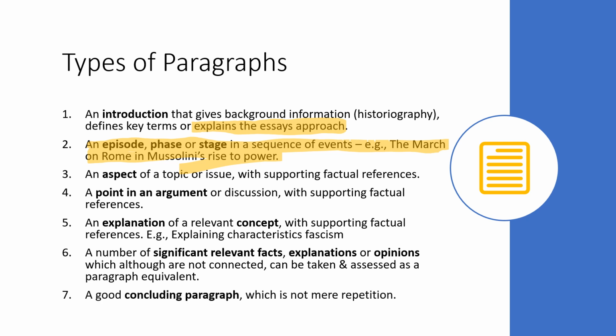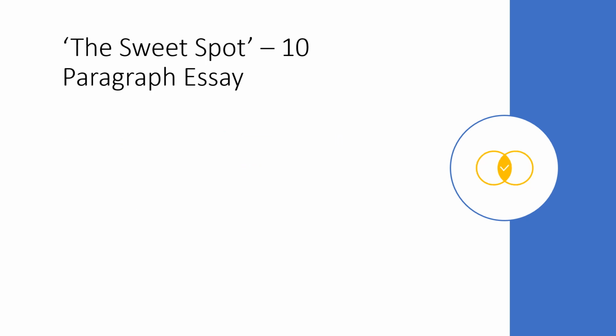And then finally, we have a good concluding paragraph, which is not mere repetition. It can be hard to write a concluding paragraph, and we'll go through steps that I'd suggest to do that in this session. But once again, we have to develop that skill over 2 years. It shouldn't just be an afterthought. So consequently, we've looked at the Leaving Cert History marking scheme.